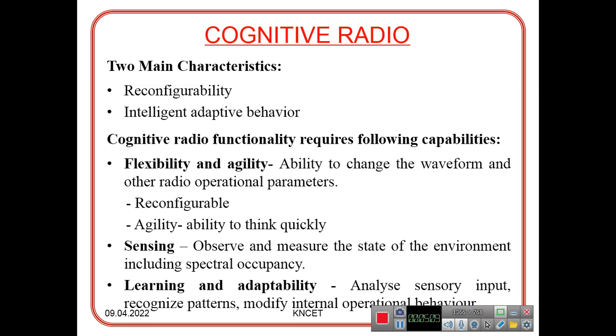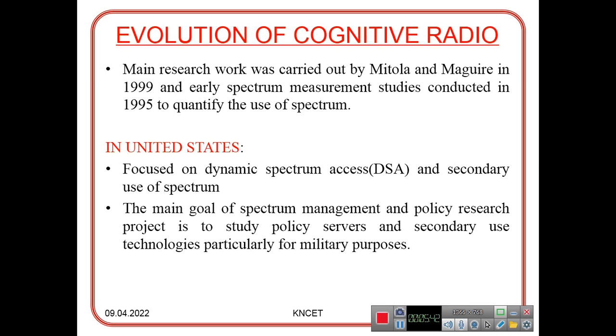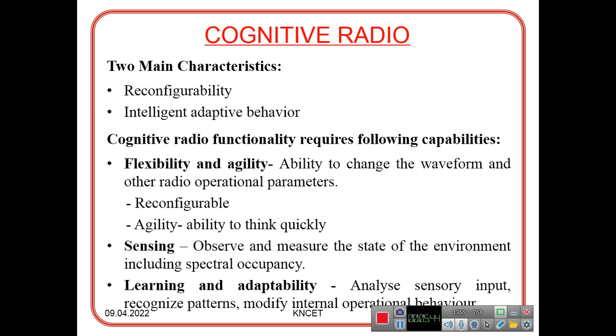The cognitive radio functionality requires the following capabilities. It should be flexible and agile, with the ability to change the waveform and other radio operating parameters. It is reconfigurable. Agility, that is the ability to think quickly. Sensing: observe and measure the state of the environment, including spectral occupancy. Learning and adaptability: analyze sensory input, recognize the pattern, and modify internal operational behavior.